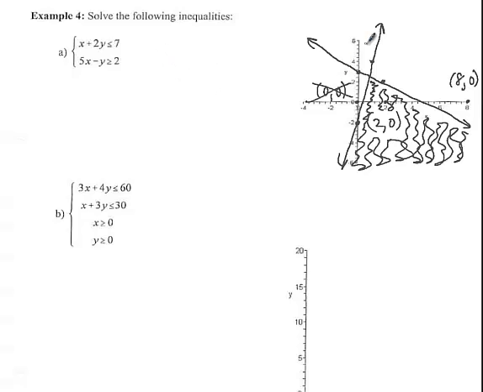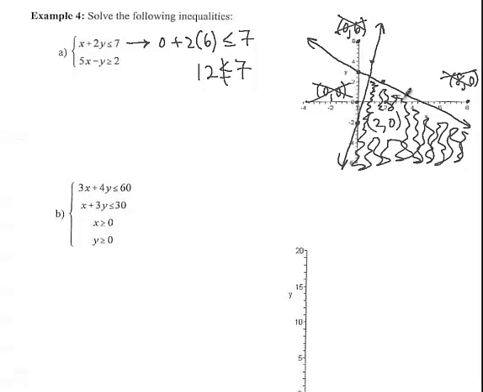And we'll pick a point for the last region, 0, 6. If I use 0 and 6 for x and y, I get 0 plus 2 times 6 less than or equal to 7, which is not true. So this region, neither one of these are solutions.